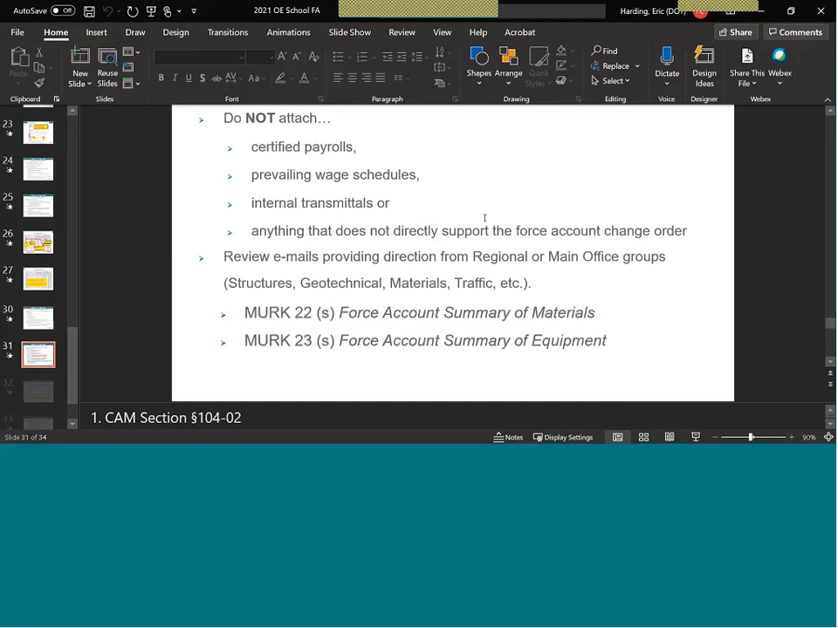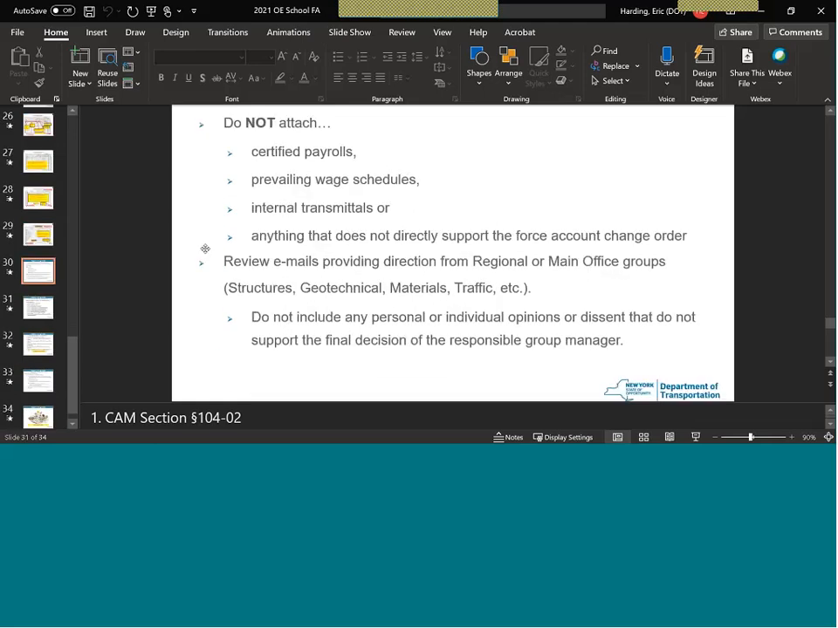Anything that doesn't directly affect the price or the decision making for this particular force account, we don't want to see. You want to review any emails that you do attach. You just want to make sure that they don't include any individual opinions or dissent that doesn't support the final decision to do this force account.